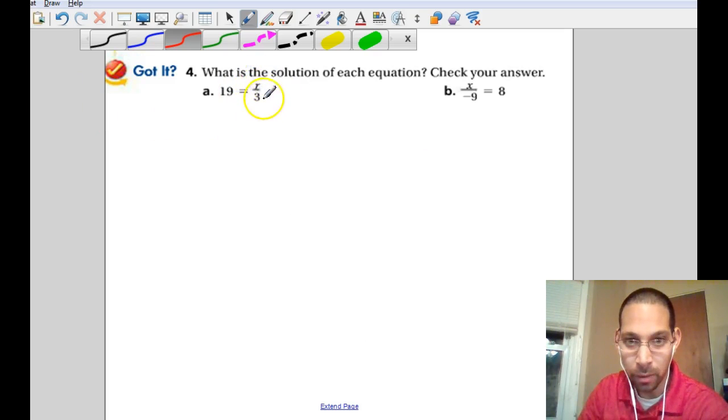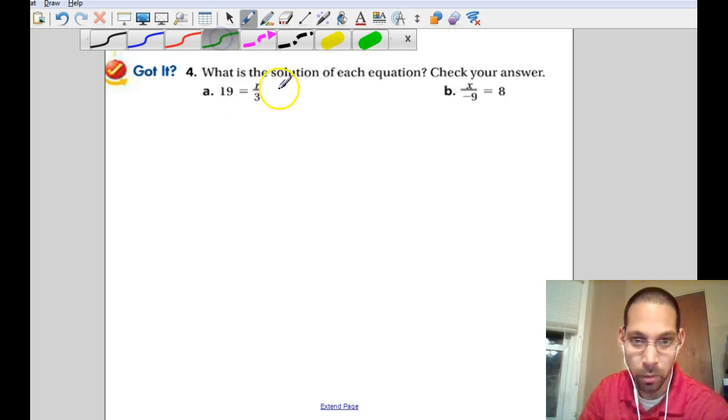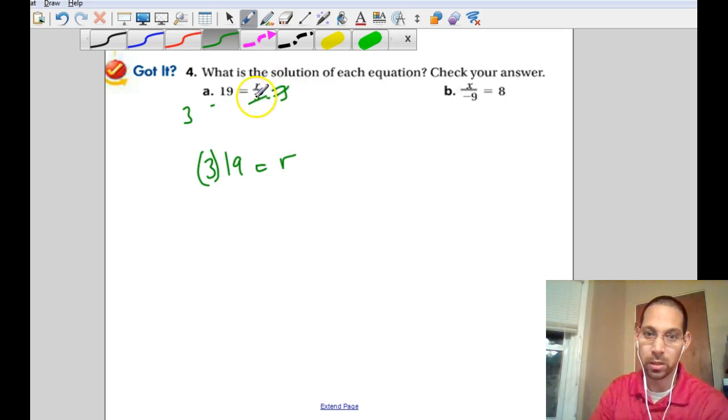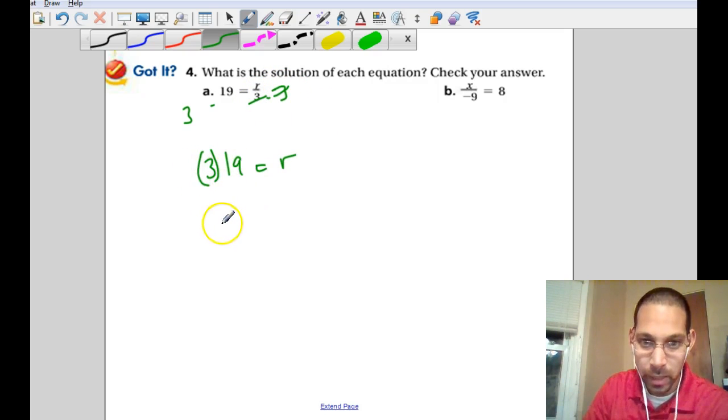This is being divided. How do we undo division? Hopefully you're thinking multiplication. So we're times by 3. Times by 3 on one side, you get times by 3 on the other side. So whatever 3 times 19 is, will be your answer. This 3 is being canceled out by that 3, because division is being canceled out by multiplication. 3 times 19 ends up being 57, I believe. So R equals 57.